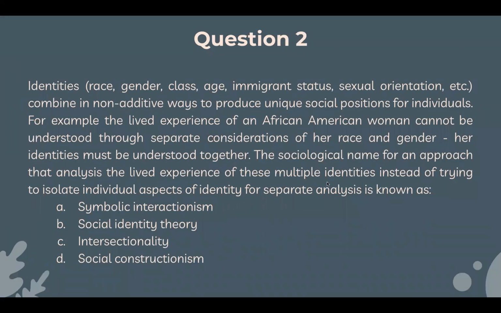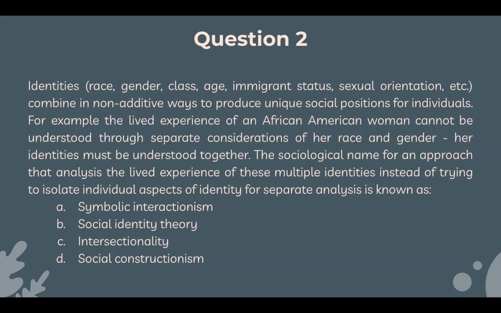And what did you guys get for question 2? Okay, Brian, how did you get C? Because intersectionality is basically talking about multiple identities and how they interact. Yeah, exactly.